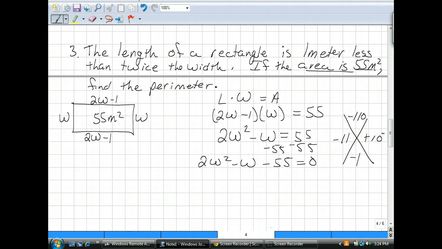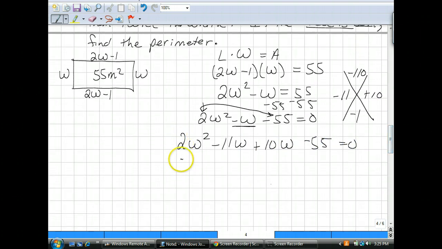Okay? Now remember, because of this leading coefficient, we did this multiplying, so we have to write where this came from. So that's 2w squared minus 11w plus 10w minus 55 equals 0. And now we're going to factor by grouping. So we're going to have 2w squared minus 11w plus 10w minus 55 equals 0.